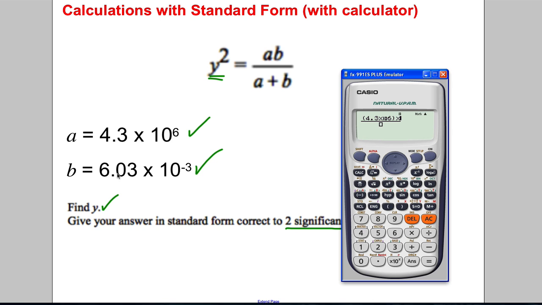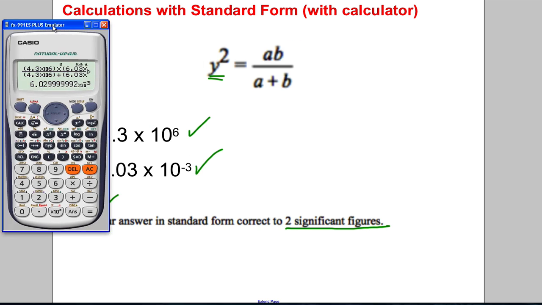And we're multiplying it by b, which is, open brackets, 6.03 times 10 to the power of negative 3. Close that bracket. Go down. And then what we want to do is a plus b. So open up the brackets again. A is 4.3 times 10 to the 6. And then we're plussing, open brackets, 6.003 times 10 to the negative 3. Close brackets. Now that's exactly as it should be in our calculator. On top they're multiplying, on bottom they're adding. Now I've just spotted a little mistake, that should have been a 3. Okay? And now all we have to do is press equals.